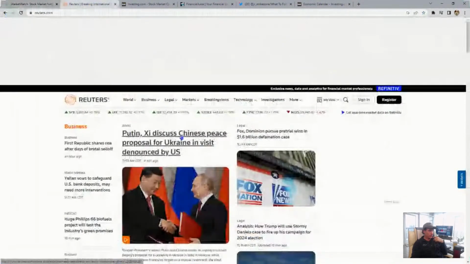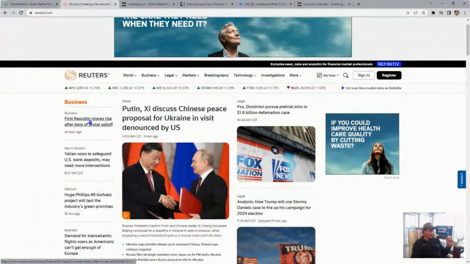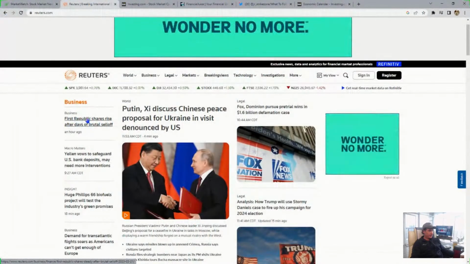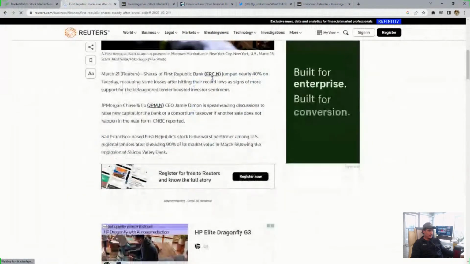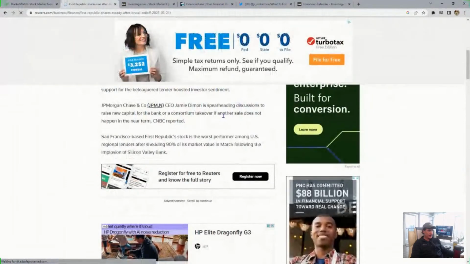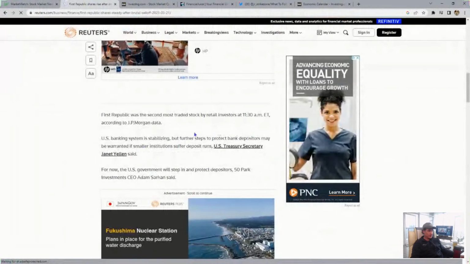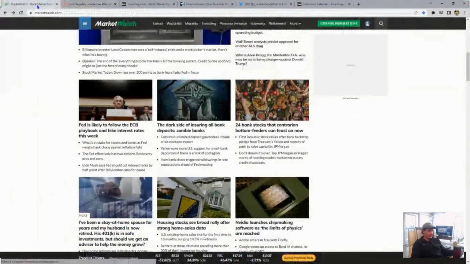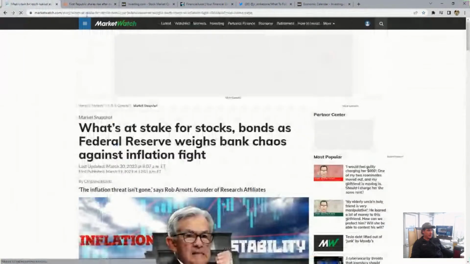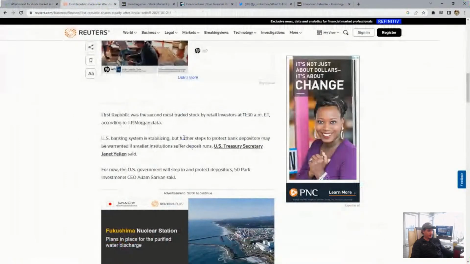Let's go over to Reuters. Let's see, business. First Republic shares rise after days of brutal sell-off. We click on that, and it talks about First Republic, the banking, and we go down further into the article. It talks about U.S. Treasury, Janet Yellen. So you're going to begin to pick up a theme here, right? Stocks and bonds, Federal Reserve, First Republic, Federal Reserve. So the main thing that we're seeing across the board here is what?